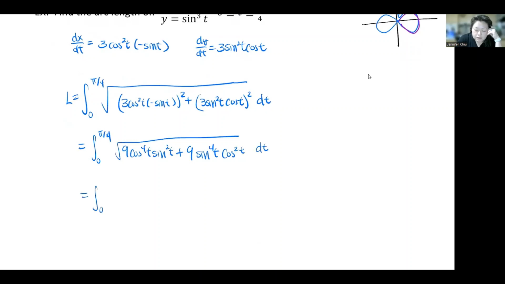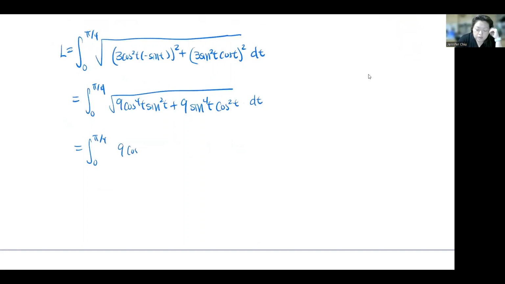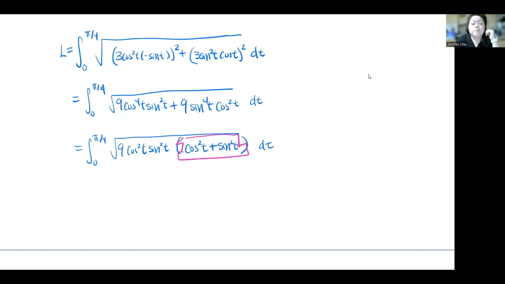Do a little bit of factoring, right? See what they have in common. You will see that they have 9 cosine squared t sine squared t in common, and after factoring out, that gives you a lovely sine squared t plus cosine squared t, and we all know that is 1, right? So this is a big fat 1, so that cleans up really nicely. And what you have factored out are perfect squares. So really your integral becomes 0 to pi over 4, 3 cosine t sine t dt.